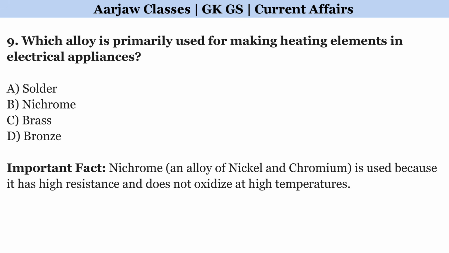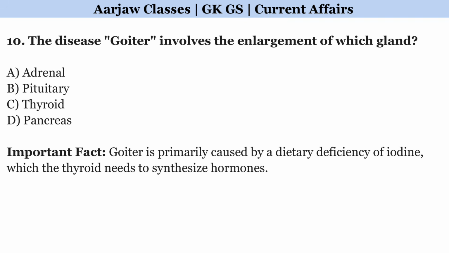Which alloy is primarily used for making heating elements in electrical appliances? Correct option is B. Nichrome. The disease goiter involves the enlargement of which gland? Right option is C. Thyroid.